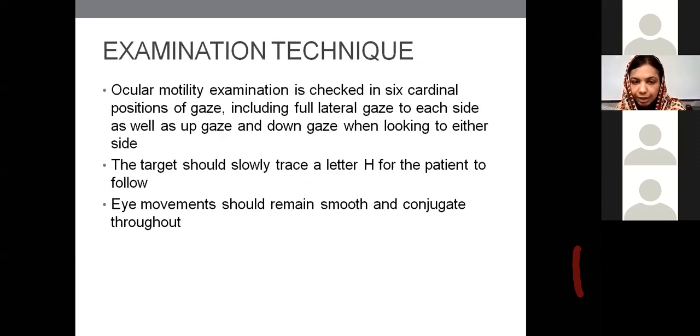Examination technique. Ocular motility is checked in the six cardinal positions of gaze, including full lateral gaze to each side, as well as the up gaze and the down gaze when looking towards either side. The target should slowly trace a letter H for the patient to follow. Eye movements should remain smooth and conjugate throughout.